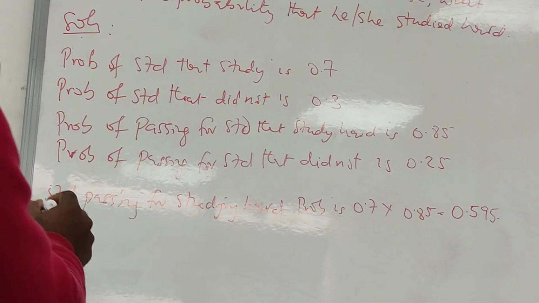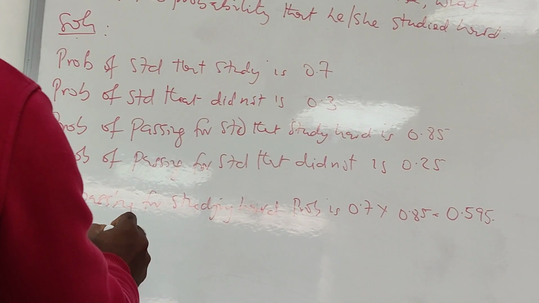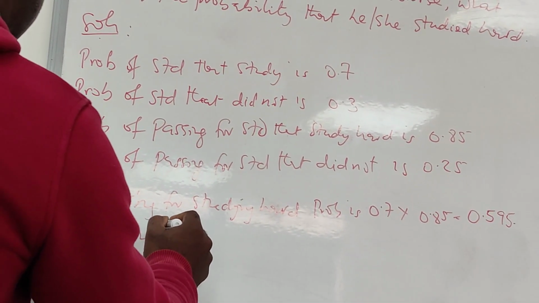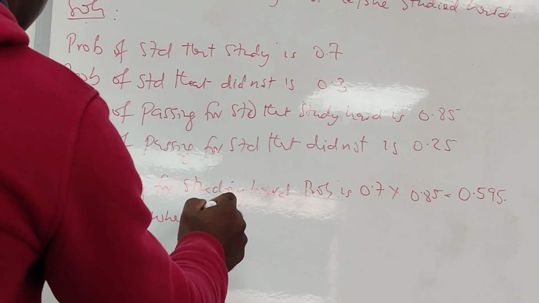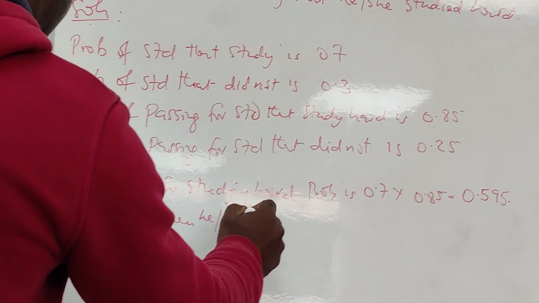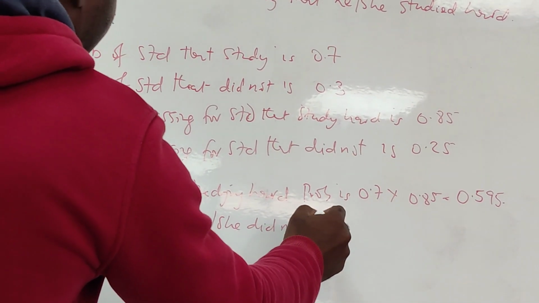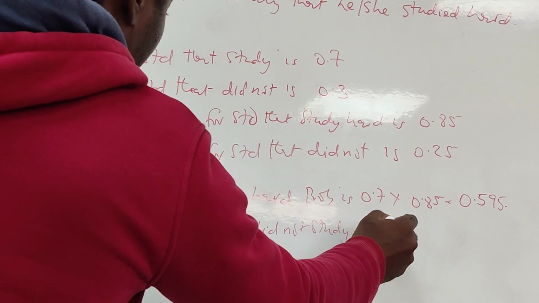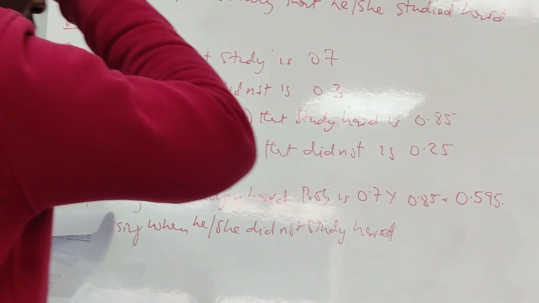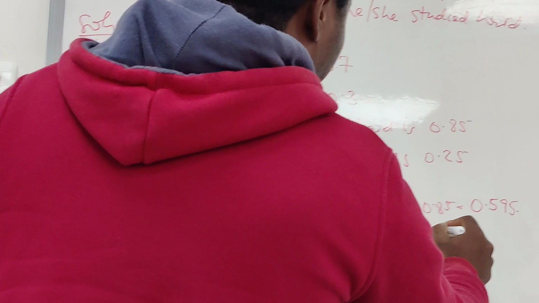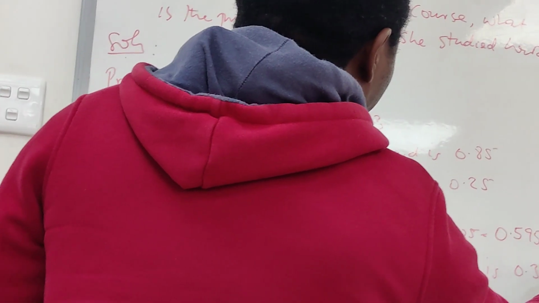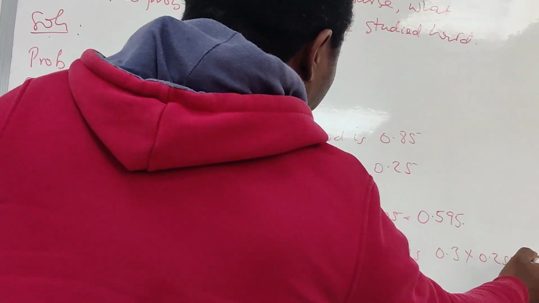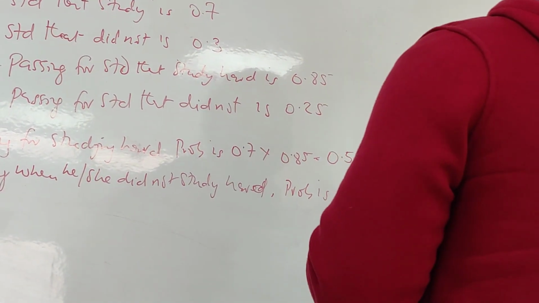Now, students passing even when they did not study hard, probability is 0.3 multiply 0.25. And what is this? 0.075. Okay.